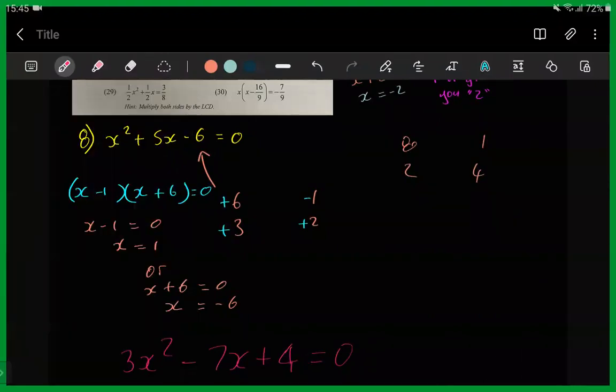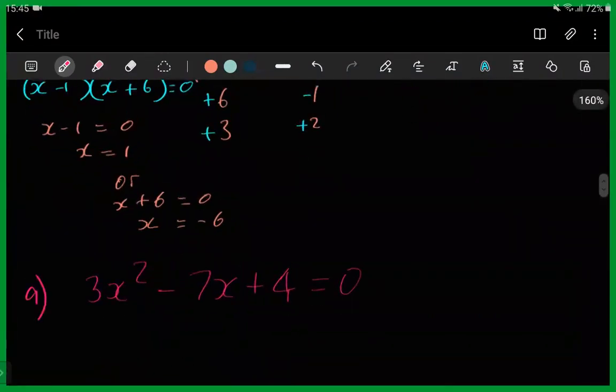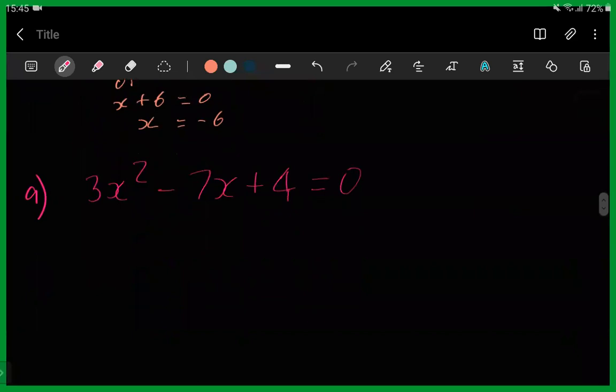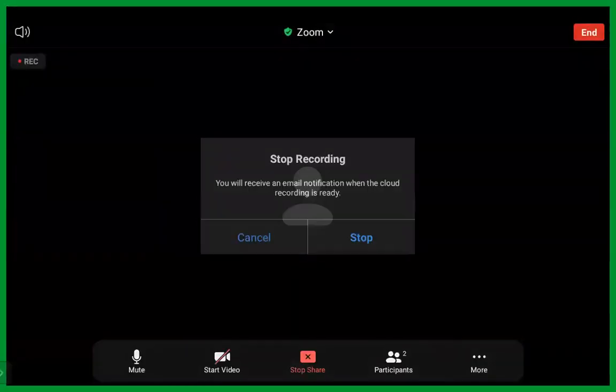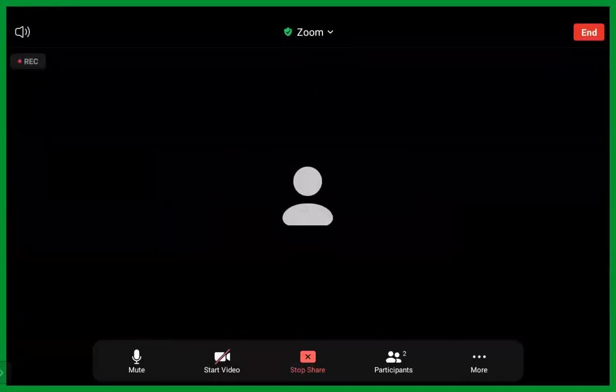So question number 9, this is how you work out a question like this one. With this particular trinomial, factorizing a trinomial like this one, let's see. That's what we need to do.